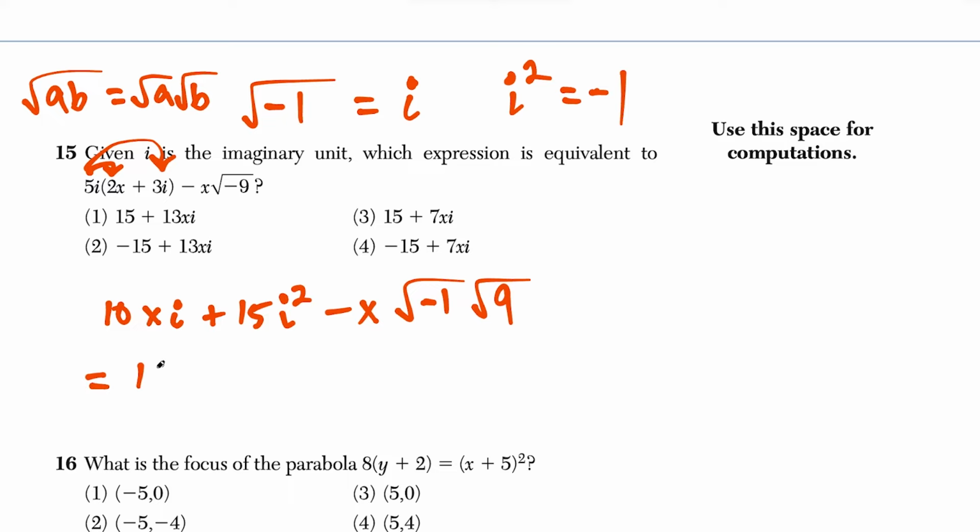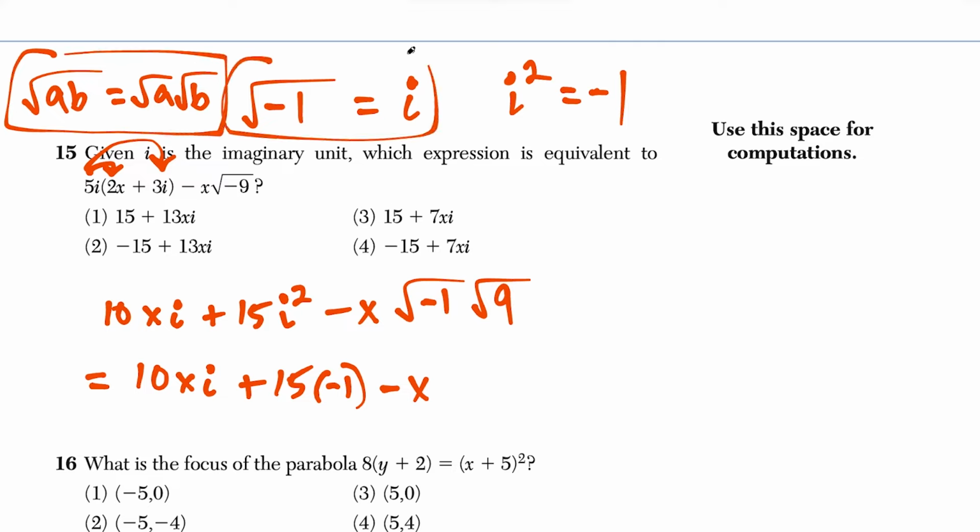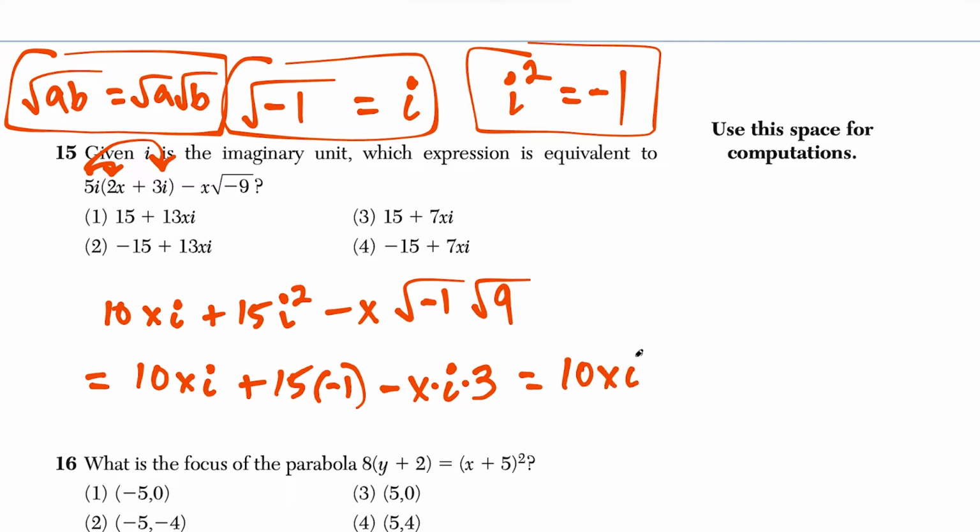This is going to be equal to 10xi plus 15i squared, which we could replace with -1. And then we have minus x. The square root of -1, this piece is equal to i. So I'll just box these off so we see these equations are all separate. So the square root of -1, I'm just going to replace with i, and the square root of 9 is equal to 3. So I know this looks a little bit jumbled here, but we are going to rearrange things in the next part.